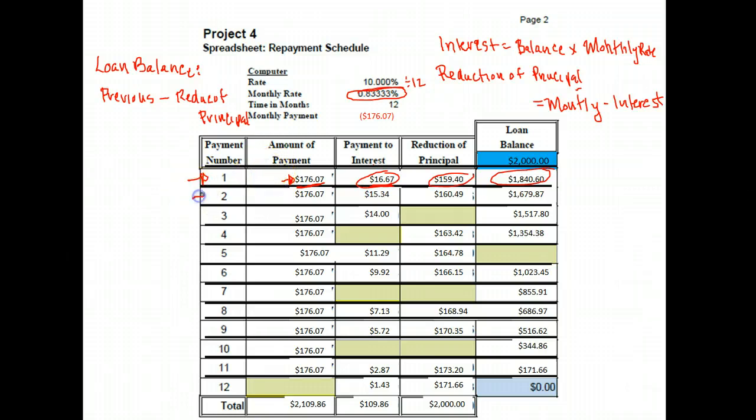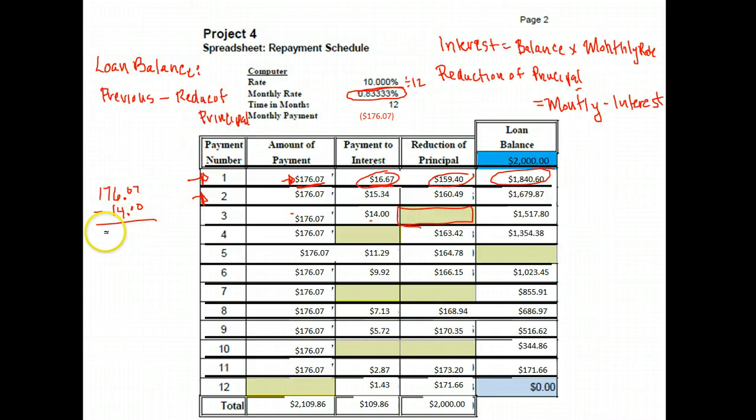So the first two lines they filled out completely. When we get to the third line, they give you the monthly payment amount, they give you the amount that goes to interest, but they leave out the reduction to principal. So remember, the reduction to principal is your monthly payment of $176.07 minus the amount that went to interest, because that is not going to lower your balance. It's just going to make them happy because they let you borrow this money and you're paying a little extra.